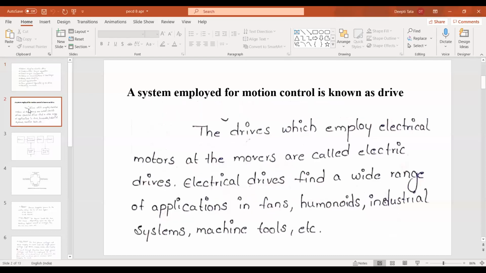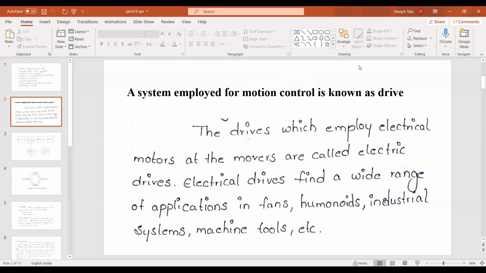First of all, on the screen, what is a drive? A system which is employed for motion, and the motion is also going to be controllable, right? So the system in which the motion is controlled is known as a drive, and the corresponding drive employed for electric motors is nothing but electric drives.